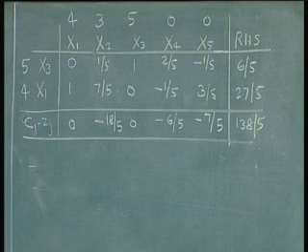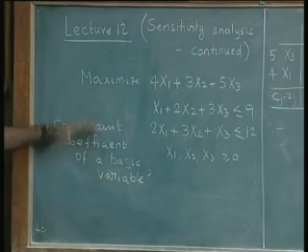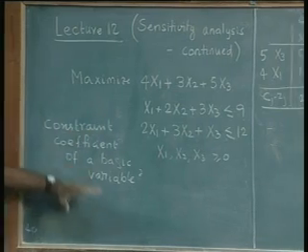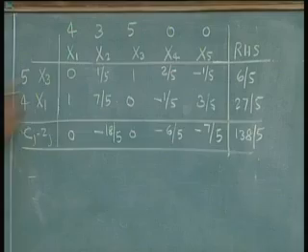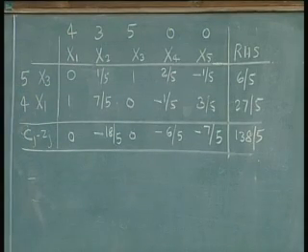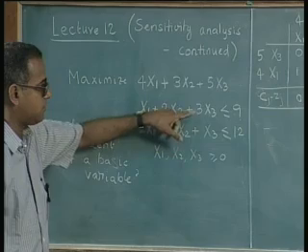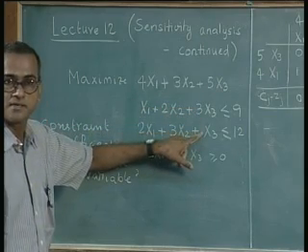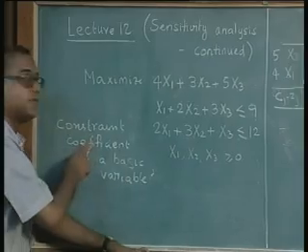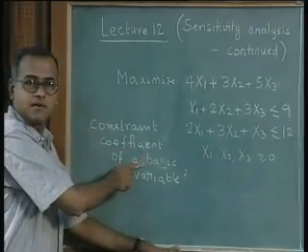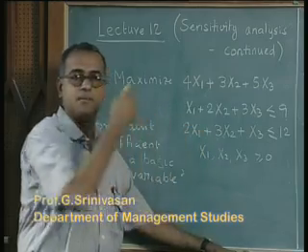Now the last thing that we need to look at in sensitivity analysis is what happens if a constraint coefficient of a basic variable changes. For example, we have variables x1 and x3. x1 has coefficients 1, 2 in the two constraints, x3 has coefficients 3, 1 in these two constraints. Earlier we looked at change in constraint coefficient of a non-basic variable. We took variable x2 and we said if this changes to a, what happens and so on.